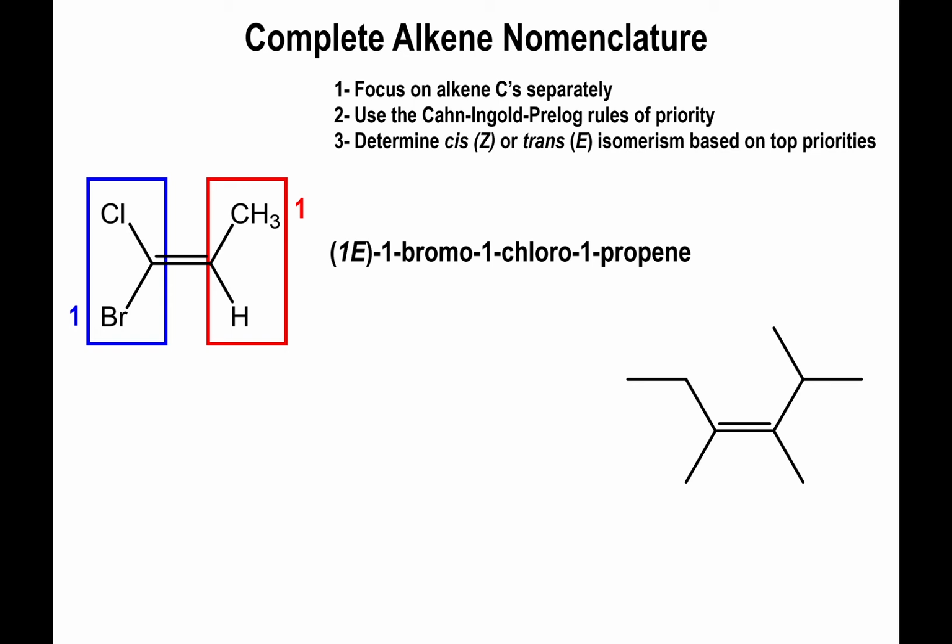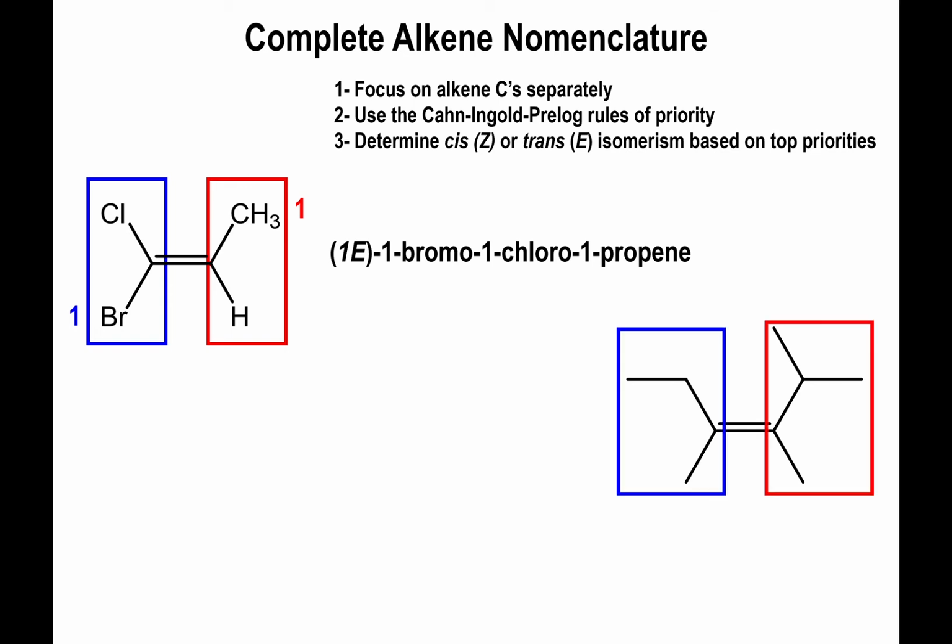Okay, let's look at the second molecule in our series. Same thing as before. We want to focus entirely on just one carbon of the alkene and the groups that are bound to that specific carbon. So this carbon over here has ethyl bound to it, and it has methyl. This carbon over here has isopropyl, and it has methyl bound to it.